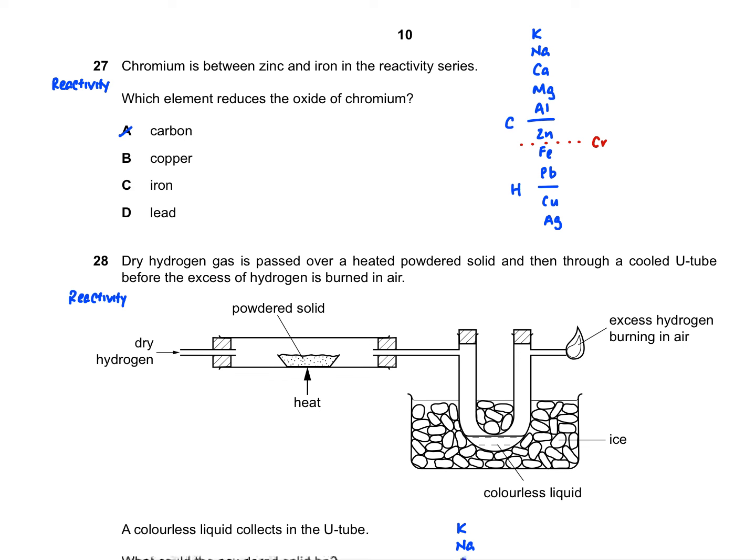Question 27 is on the reactivity series. So over here, they tell you that chromium is between zinc and iron. I've drawn out the reactivity series and I've placed chromium in it. So which element reduces the oxide of chromium? It's important to recall that for metals below carbon, the oxides of the metals can be reduced by carbon to form the metal. So over here, we are looking at carbon. If you look at the other options, all those metals are found below chromium, so they would not be able to displace chromium from its oxide.